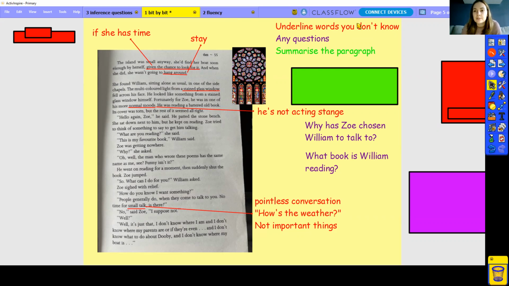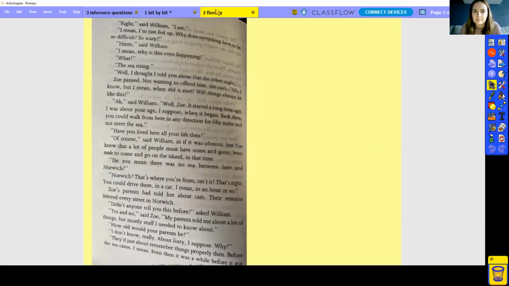So this is the first bit that you should have done today. I want you to finish off this. Any bits that you don't know the meaning of, can you please look online and find the words? And I would like you to send me finished pictures of this, and then we're going to have a look at fluency. So when you finish that, let's have a go at fluency.